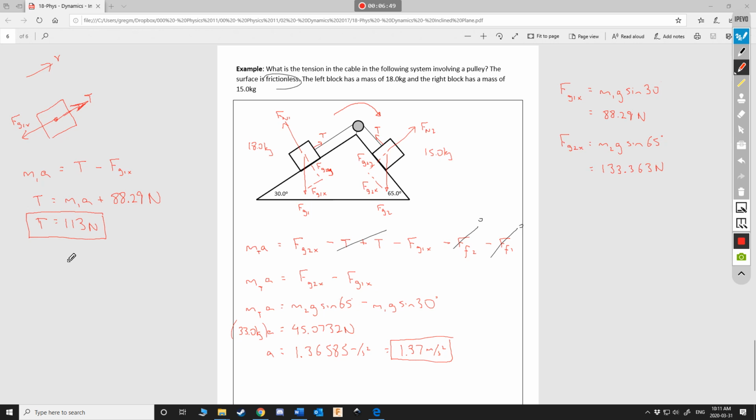If we want to solve using the other block, it's inclined like so. Tension is pulling it backwards, but we have Fg2x, that driving force. We know the motion is in that direction. So m2a is equal to Fg2x minus tension, so tension is equal to Fg2x minus m2a. This value was 133.363 minus 15 kilograms times 1.37, and we get the same answer, 113 newtons.